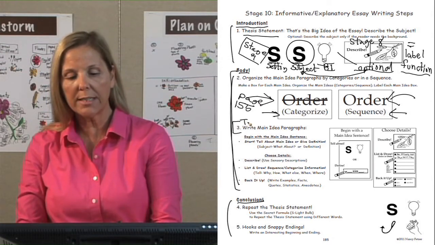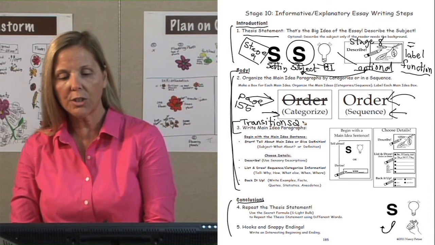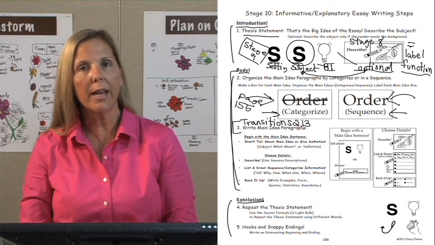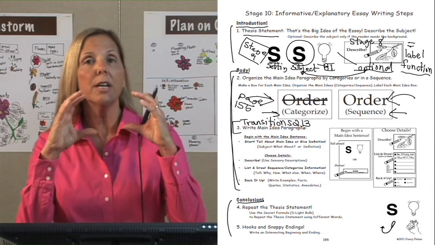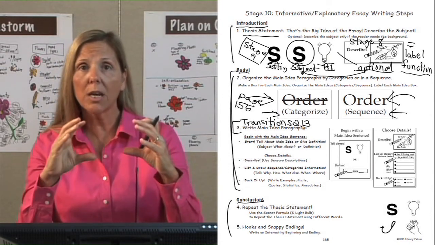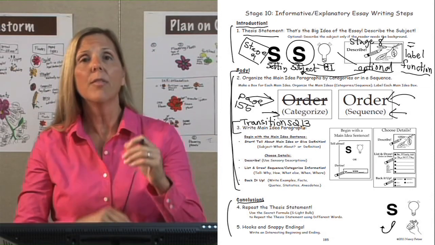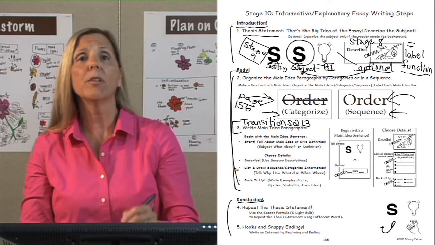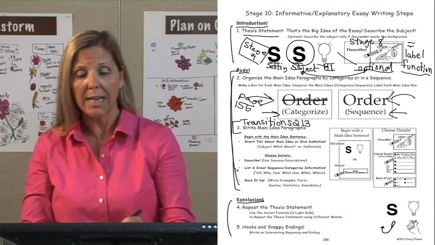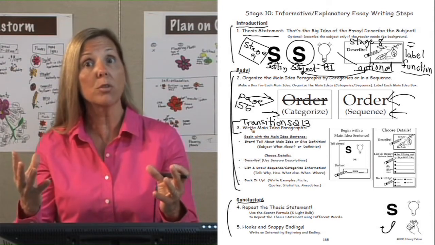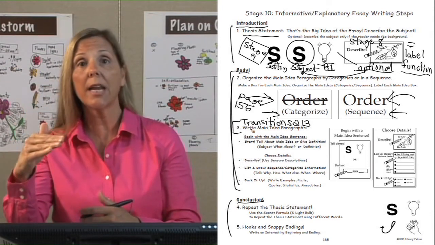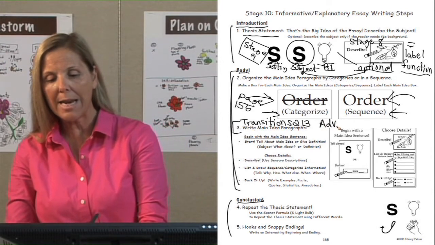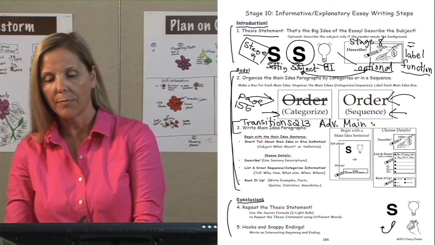We need to have transitions. On page 213 is a transition sheet. And you'll love that sheet because it's organized with transition words that are either sequence words, categorizing words, or description words. They are words that you can use while you're writing your essay, going from one main idea paragraph to the next, and they're organized in the way that the students have learned how to organize: by sequencing, categorizing, or describing.